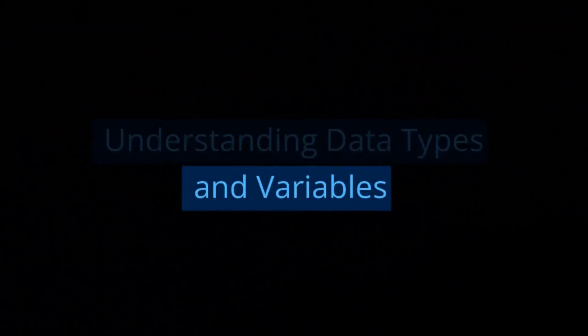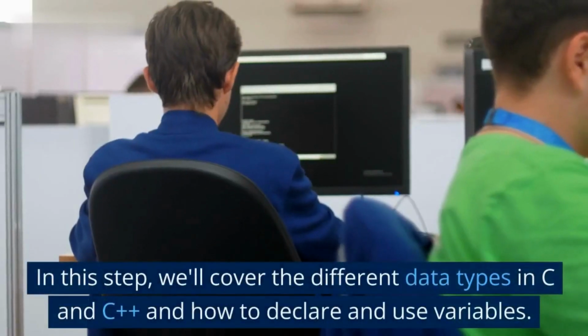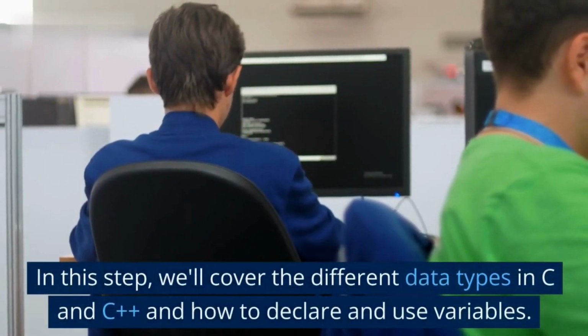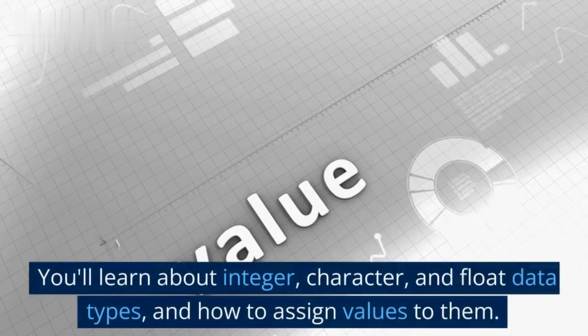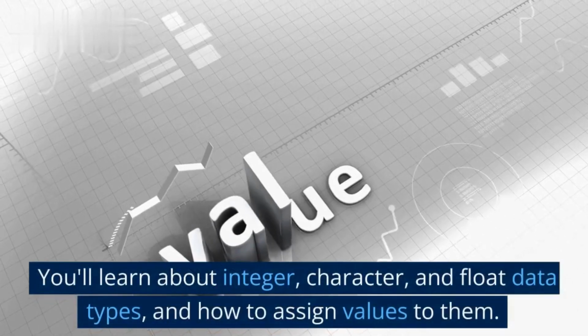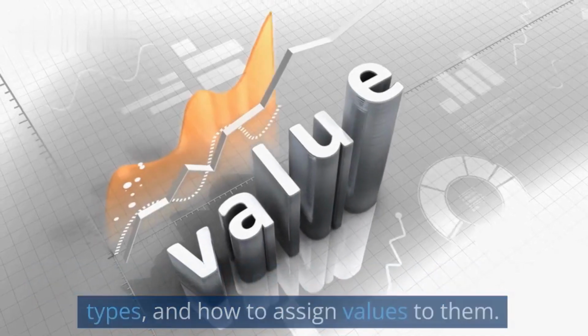Number 2. Understanding data types and variables. In this step, we'll cover the different data types in C and C++ and how to declare and use variables. You'll learn about integer, character, and float data types, and how to assign values to them.